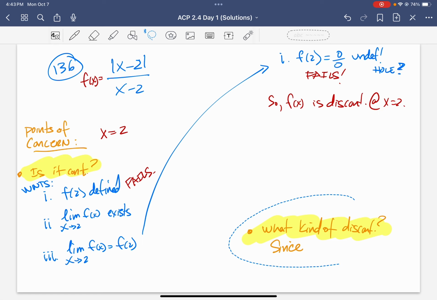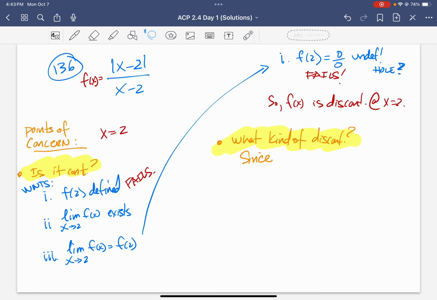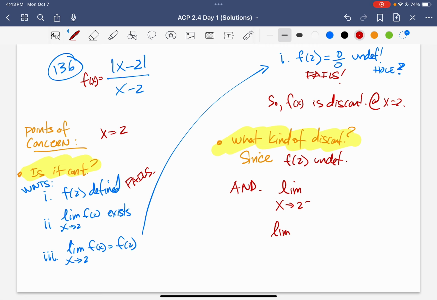And then you ask yourself, what type of discontinuity? Well, all we know so far is that since f of 2 is undefined, we have to find out what happens for the limit. So we take the limit as x goes to 2 from the left, and the limit as x goes to 2 from the right. And guess what? This thing is really just absolute x over x translated to the right.